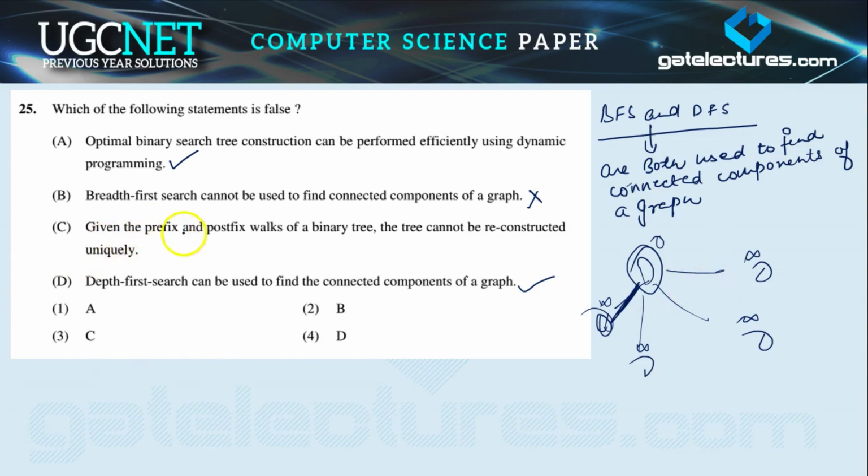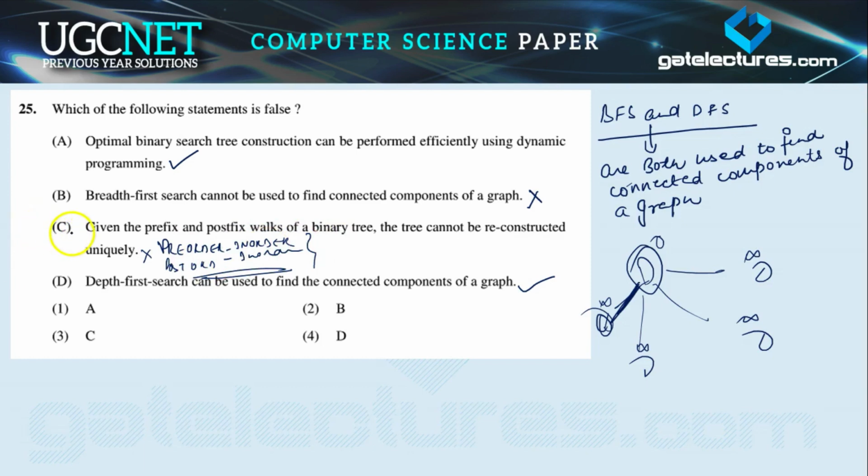Now, given the prefix and postfix walks of a binary tree, the tree cannot be reconstructed uniquely. Actually, this statement is wrong, because to define the tree uniquely we use pre-order and in-order traversal, or post-order and in-order traversal, not prefix or postfix walks of a tree. So we use these traversals so that the tree is uniquely identified.